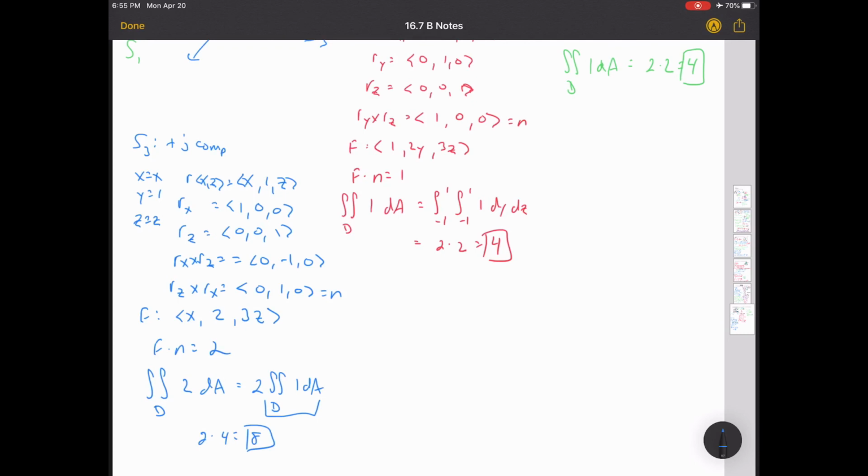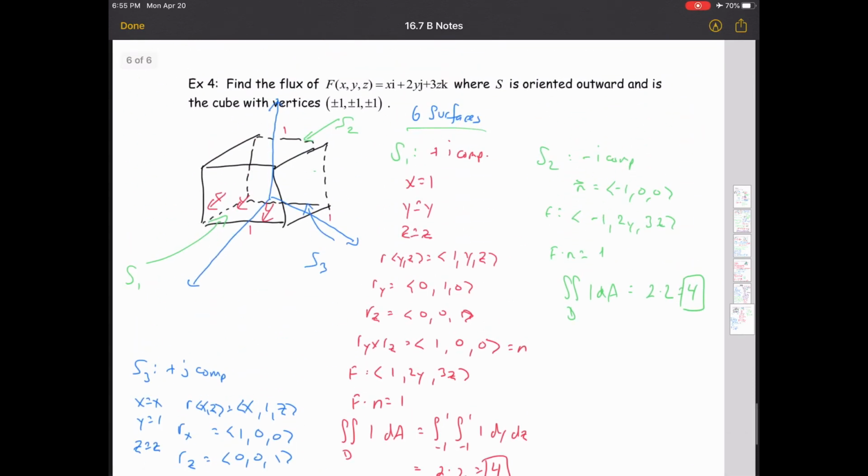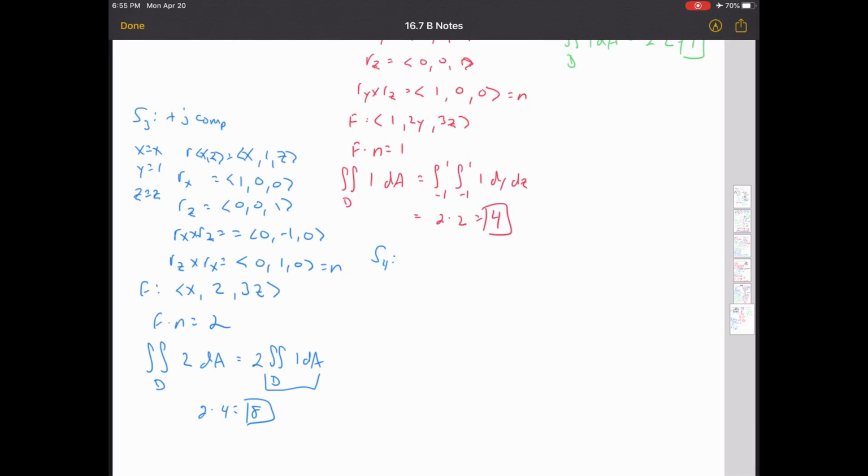Okay, and I apologize. This is going all over the place here. S sub 4, well, we're going to call S sub 4 the other side from S sub 3. So that'll be like this side right here. That'll be S sub 4. So the only thing that changes there now is that the y value is -1. So with S sub 4, we just need there to be a negative j component. So we know our normal vector. I'm not going to go through the entire process, but we know the normal vector has to be 0, -1, 0.